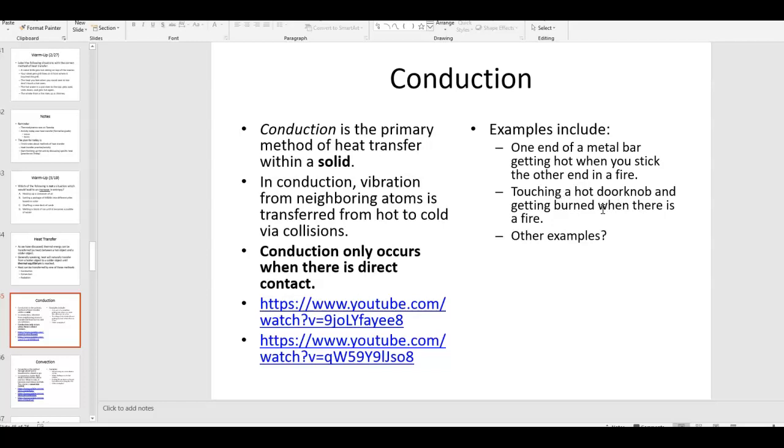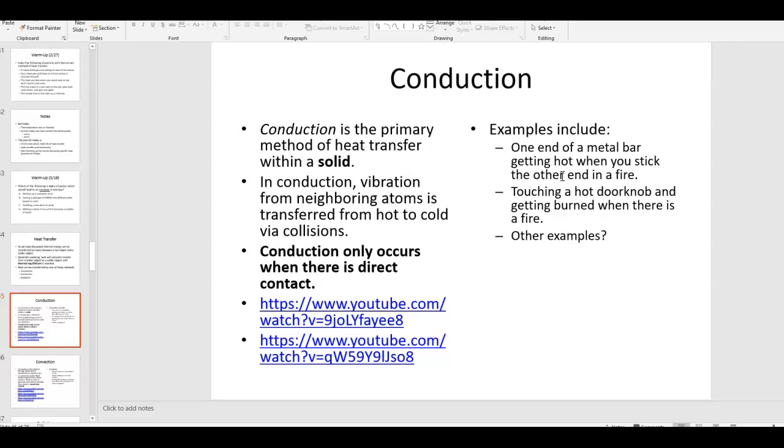Touching a hot doorknob and getting burned when there's a fire, that's an example of conduction, because when you physically touch the doorknob, you're in contact with the doorknob. Those collisions, the vibration from the atoms in the doorknob can transfer to the atoms in your hand and burn you. Okay, and again, there's lots of examples of conduction.